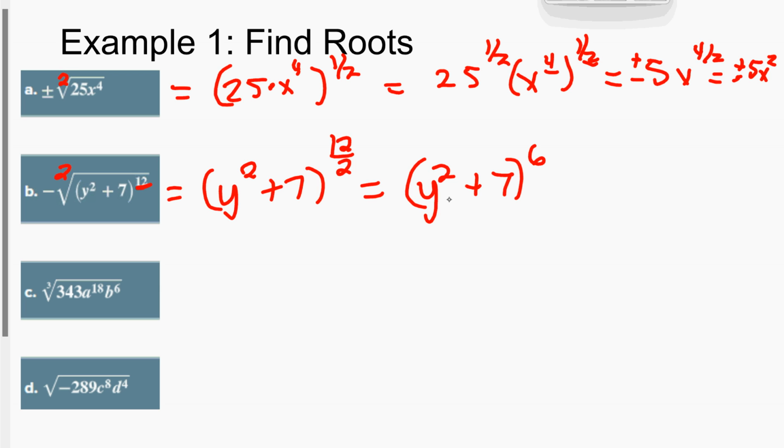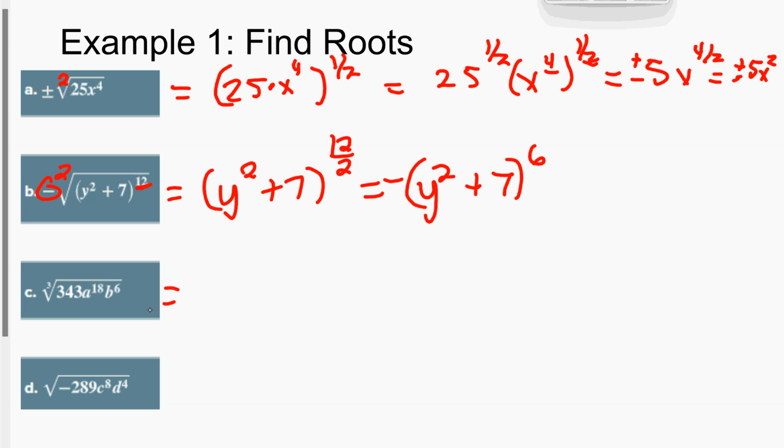Now here, I can't do that unless you want to use binomial expansion, but I can't distribute that 6 because this is addition here, so I can't distribute that. So it just stays like that, and there's a negative out front, so I'll put a negative out in front of this, and we can just leave it just like that.